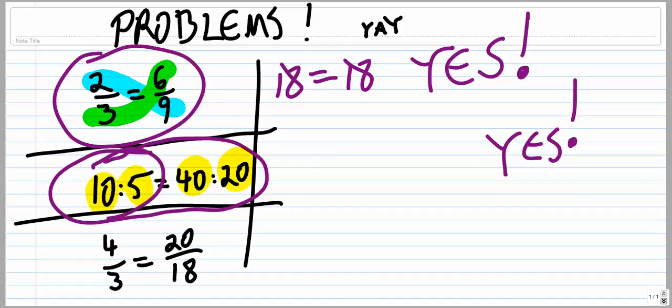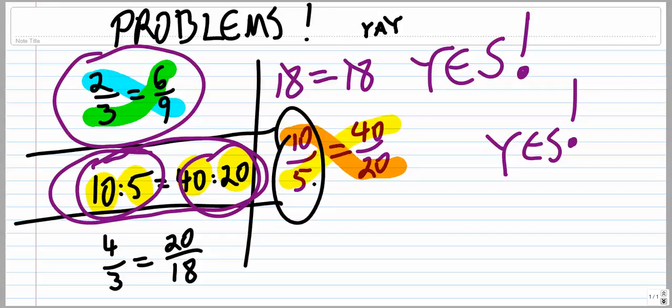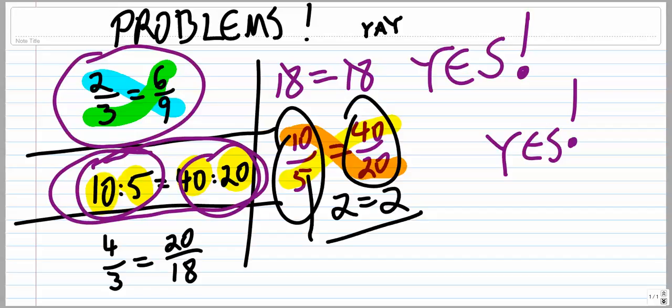So let's do this. Let's write these both as fractions. Let's go 10 over 5 equals 40 over 20. If you wanted to, you could do the cross multiplying thing. You could go 40 times 5 and 10 times 20. But in this case, I think it makes more sense to just go, okay, 10 divided by 5, that's 2. 40 divided by 20, that's 2. 2 does equal 2, so yeah, our common sense answer was correct.